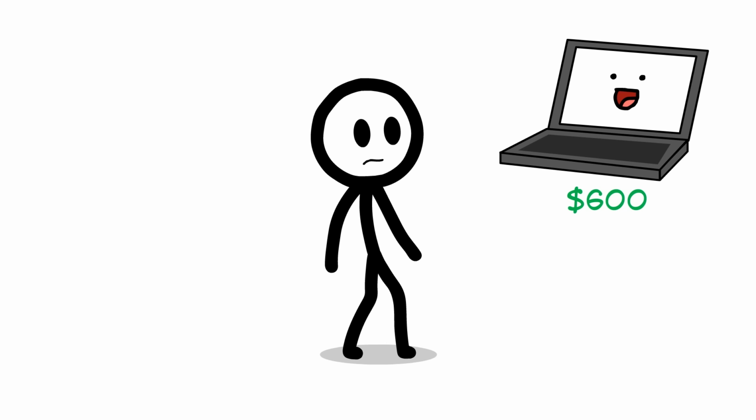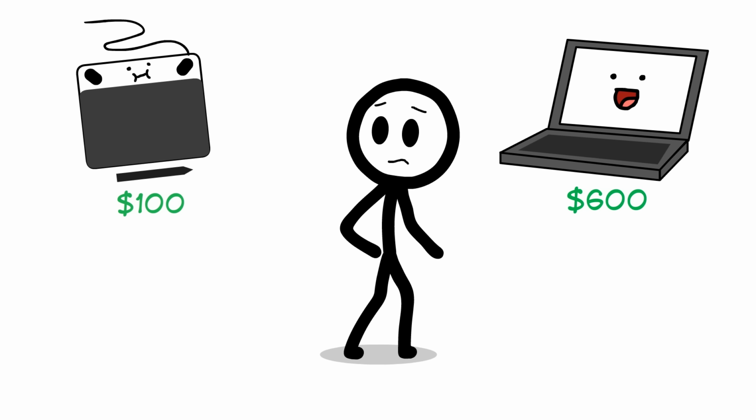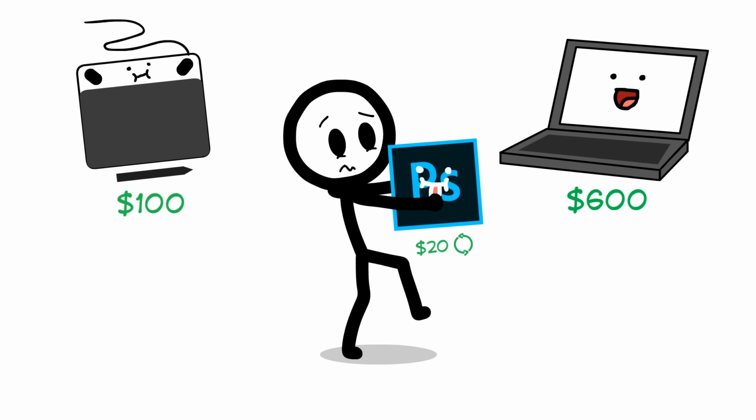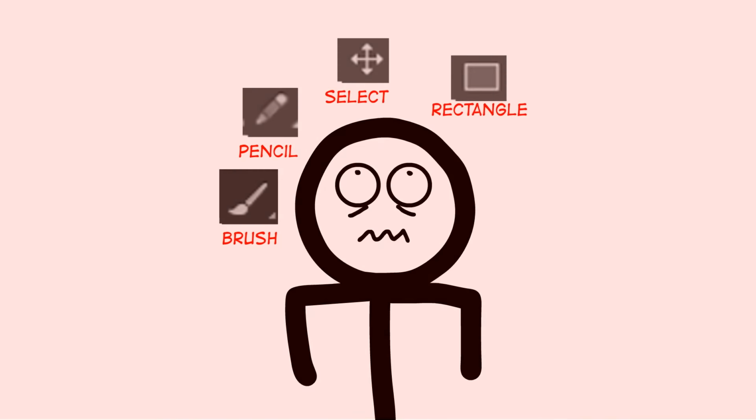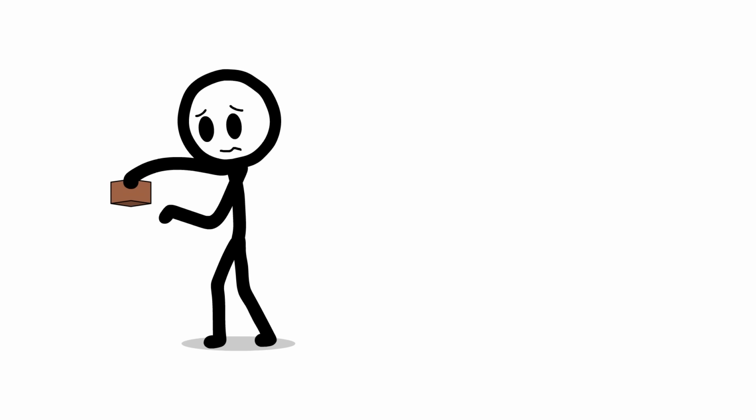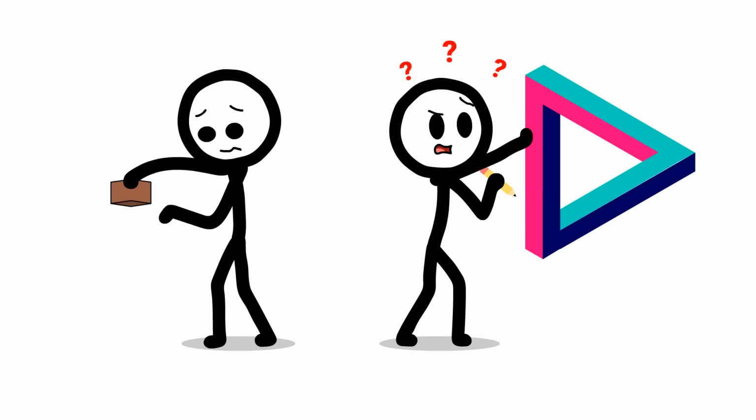Go pay hundreds of dollars for a laptop or computer. Pay over $100 for a crappy tablet. Spend $20 a month on Photoshop. Here's the canvas to draw, the layers, the menu, pretty colors, panels, and here's a toolbar with the brush, pencil, selection, rectangle, lasso, craft tool, magic wand, and all that stuff is just for beginners. But what if you can't afford anything or the whole thing is just too complex to draw?